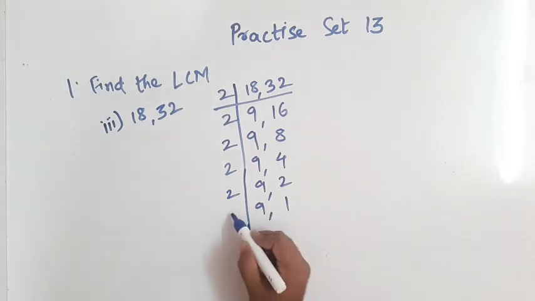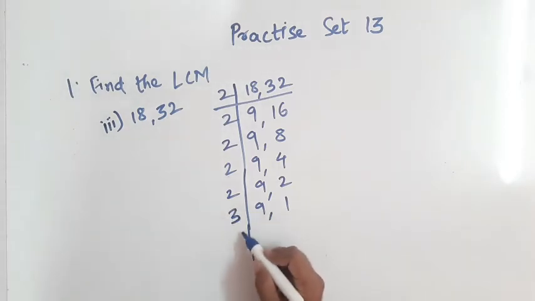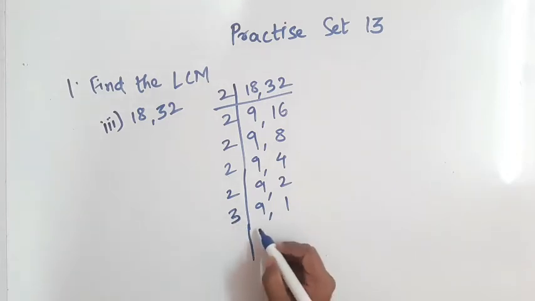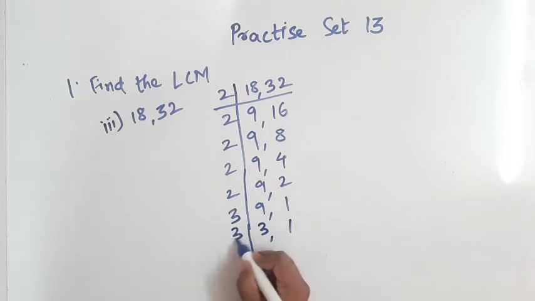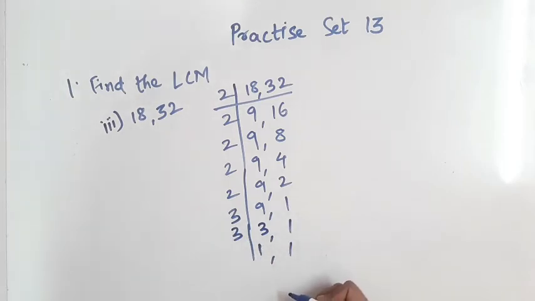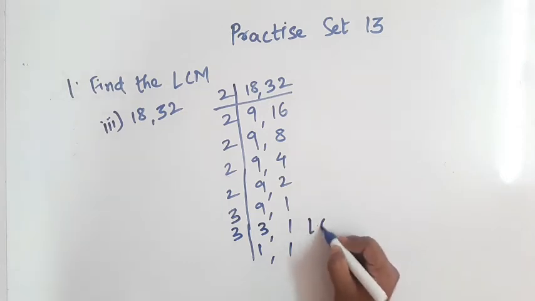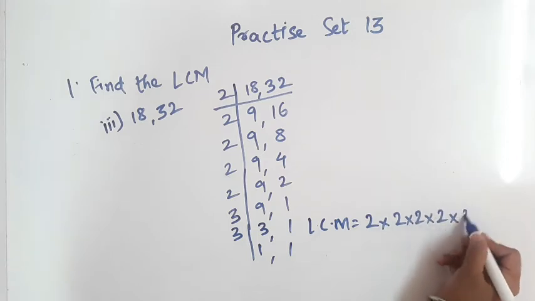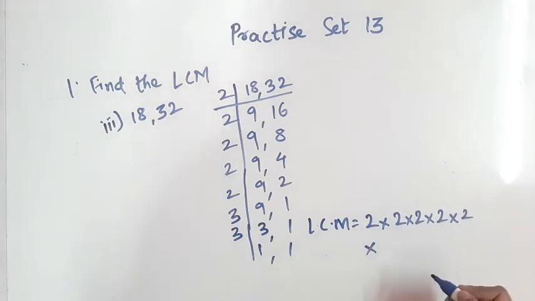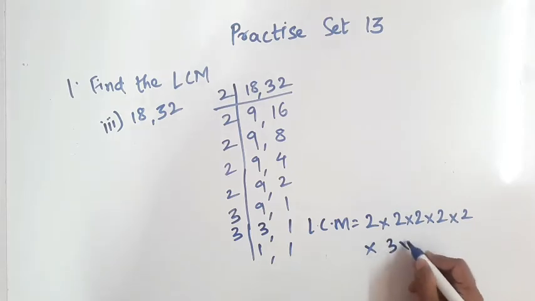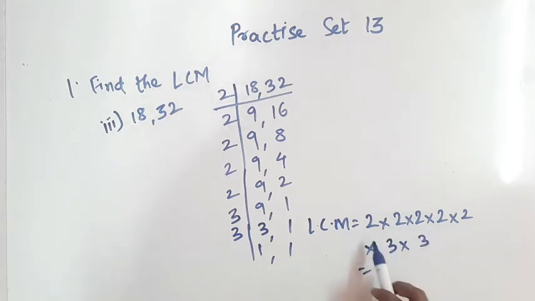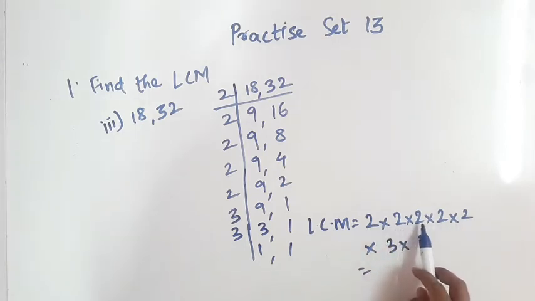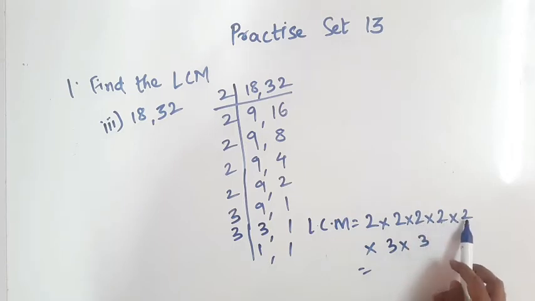Then I'll take 3. Even though it will be 3 into 3, 9 here, I cannot write 9. So you have to take prime numbers. 3 threes are 9, 3 ones are 3, and 1. So your LCM is 2 into 2 into 2 into 2 into 2 into 3 into 3. You know 5 times 2, children, it is 32. You can multiply: 2 twos are 4, 4 twos are 8, 8 twos are 16, 16 twos are 32.